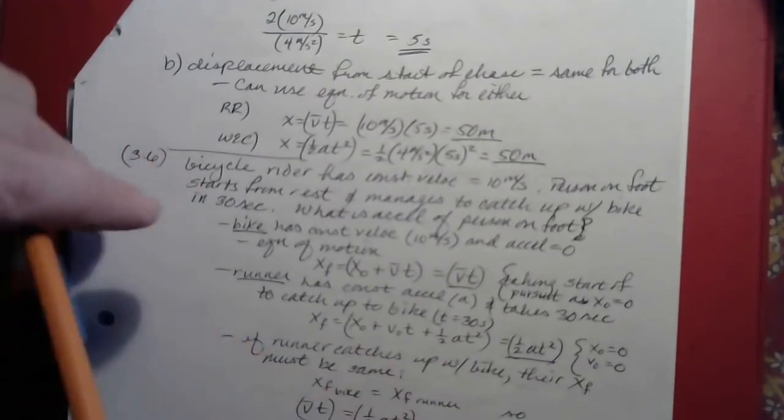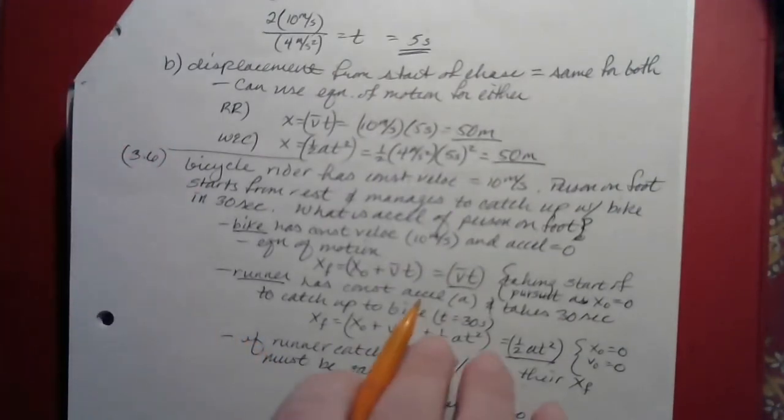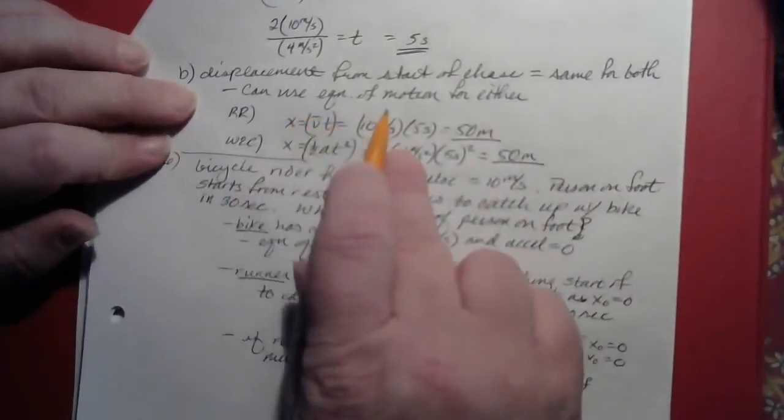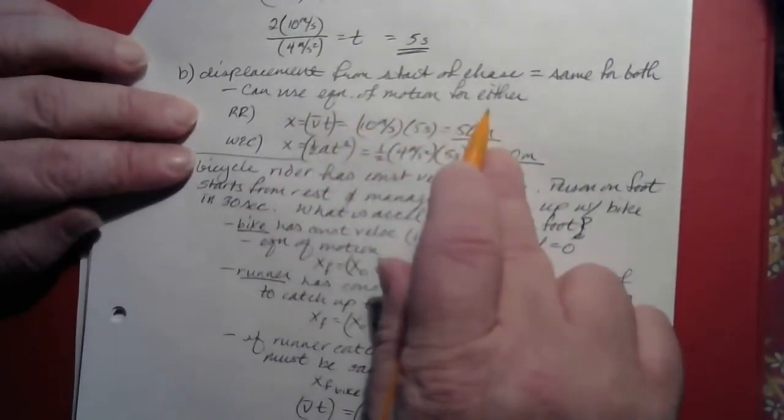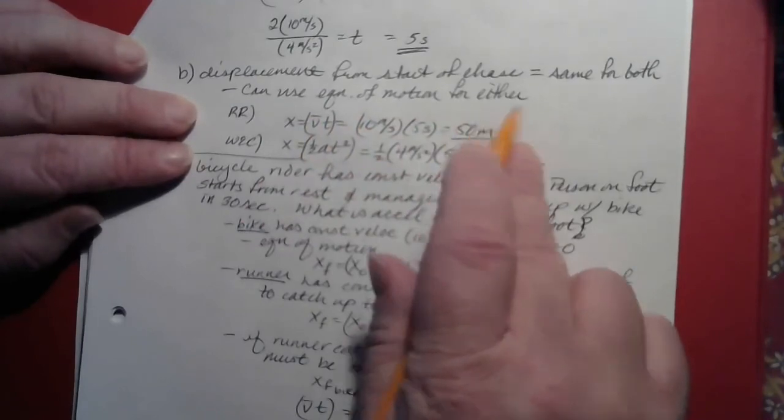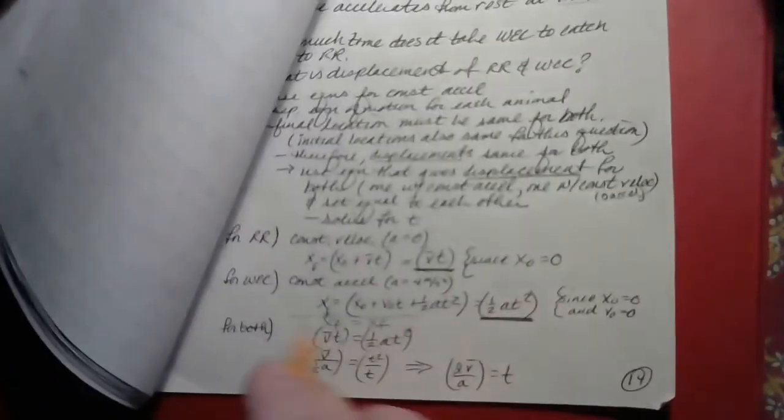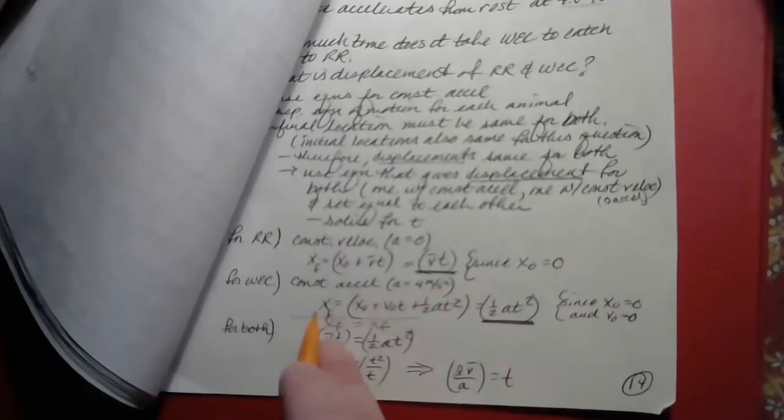And for B, for displacement from the start of the chase, well, again, that's the same for both. So you could use either equation of motion in order to get your answer. Just go back to the original equations we had there. Either XF equals VT, or XF equals 1/2 AT squared, and you should get the same answer. Since they're at the same spot, the displacement should be the same for both of them. And it should come out the same.